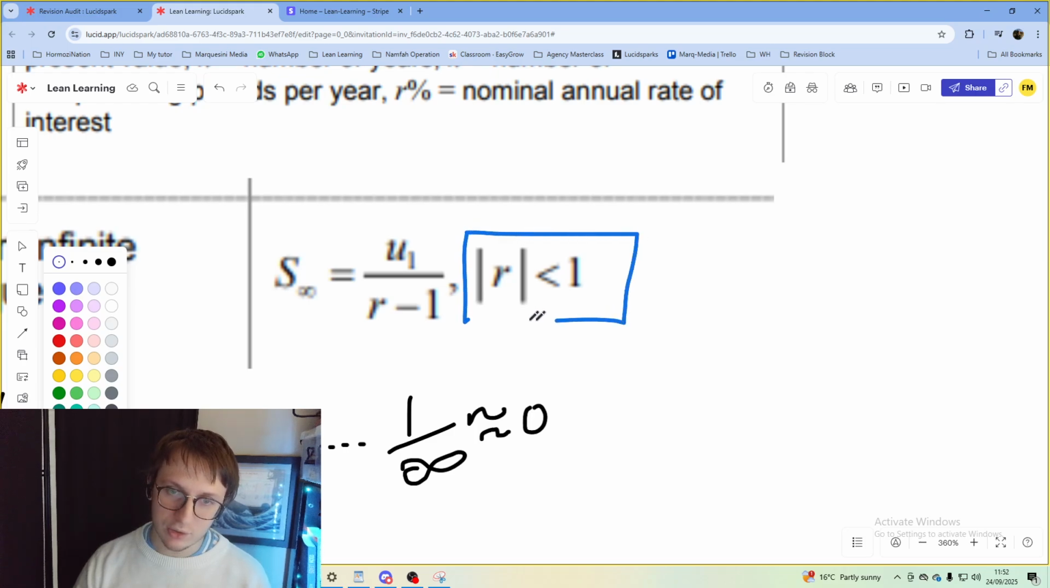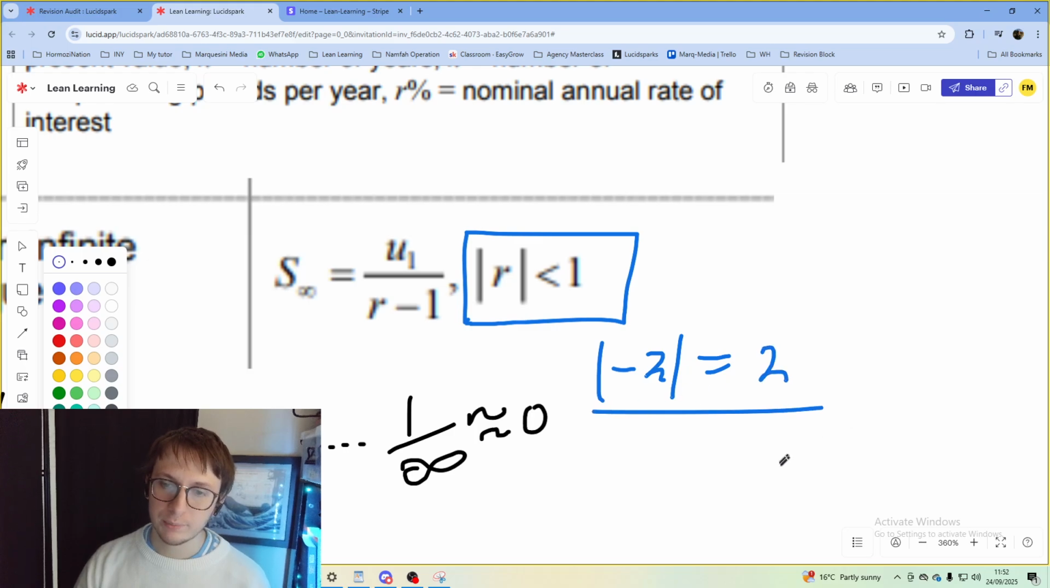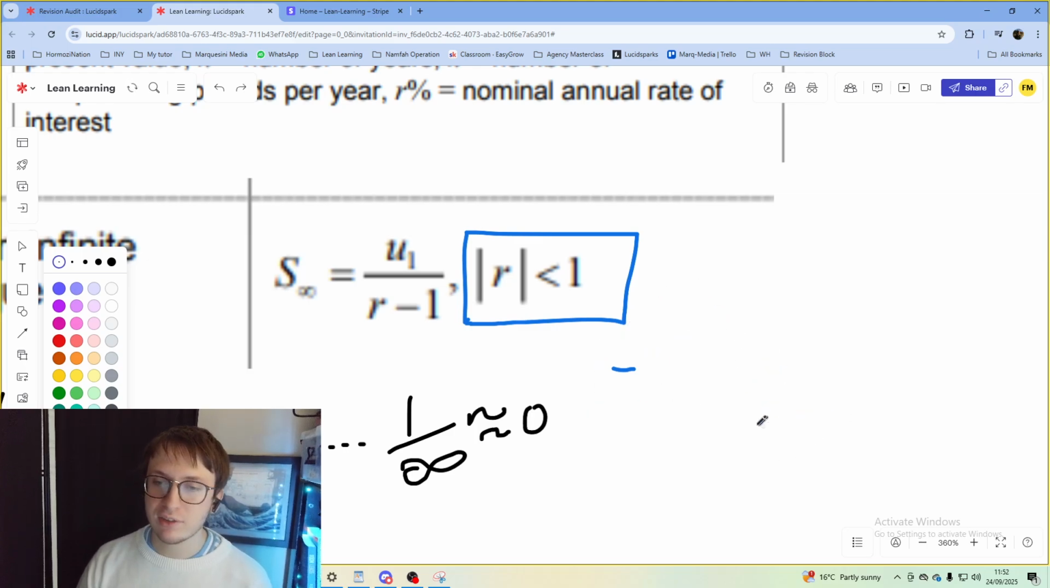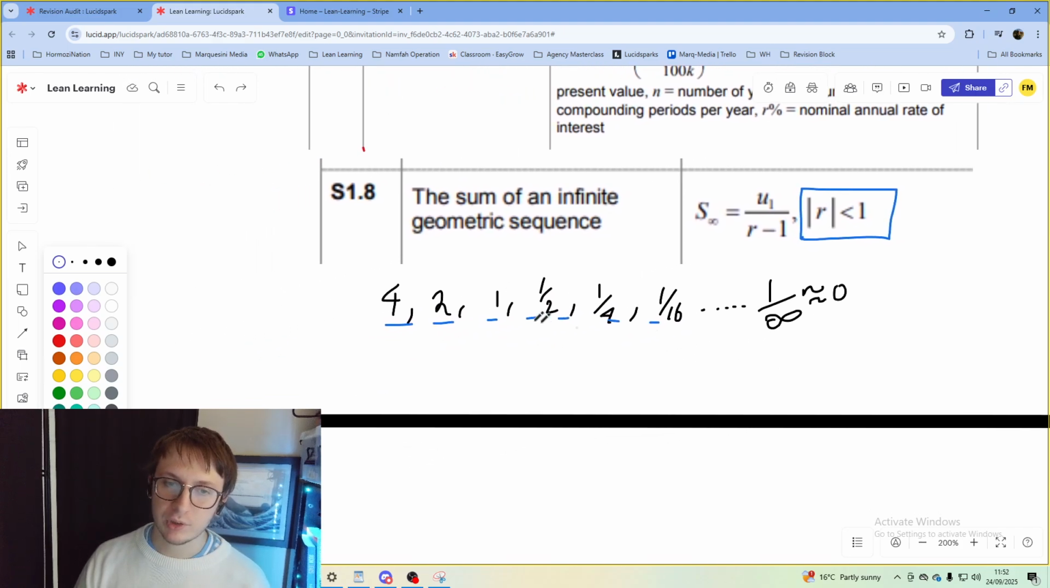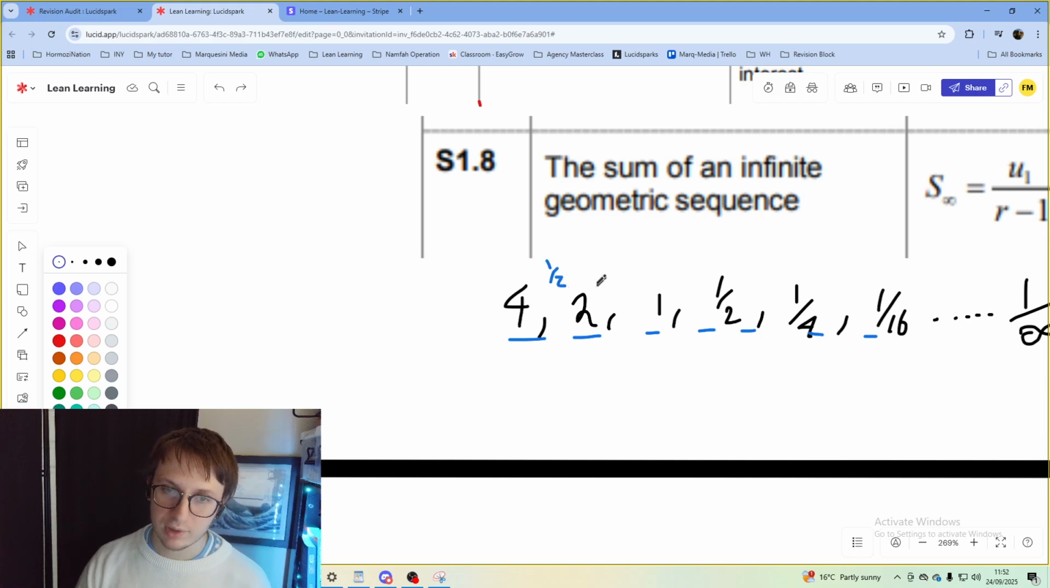They're literally telling you the condition. The magnitude just means if it's negative, turn it positive. So the magnitude of -2 is 2. Yeah? So as long as the magnitude is less than 1, then of course it's going to keep getting closer to 0. All right? Like, for example, here, the common ratio is a half, less than 1.